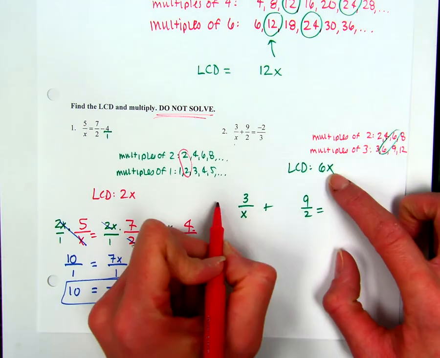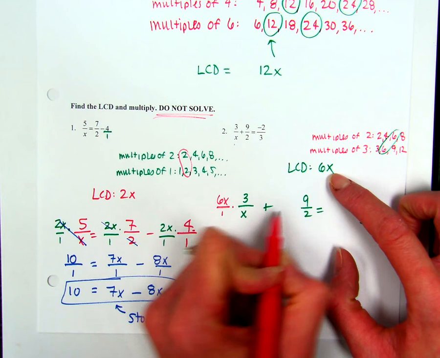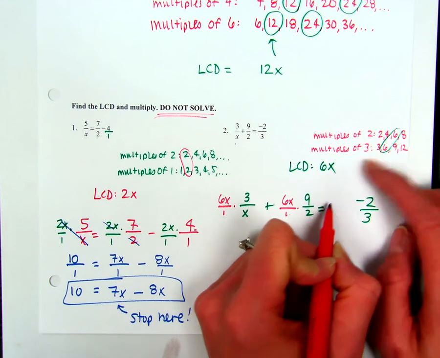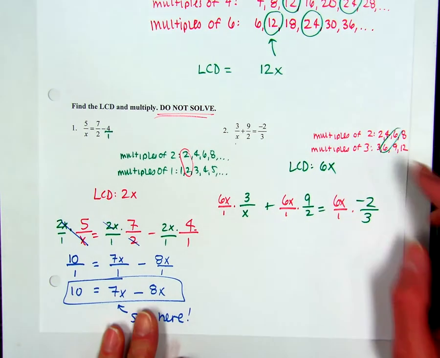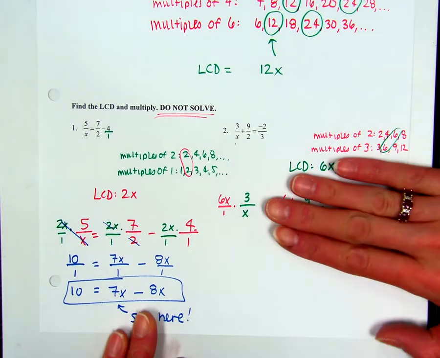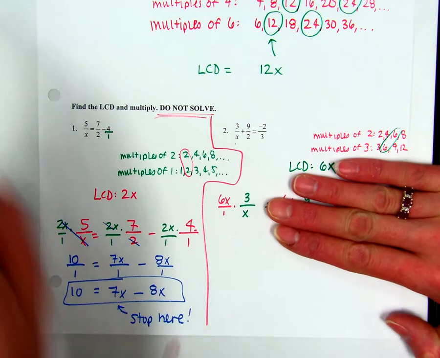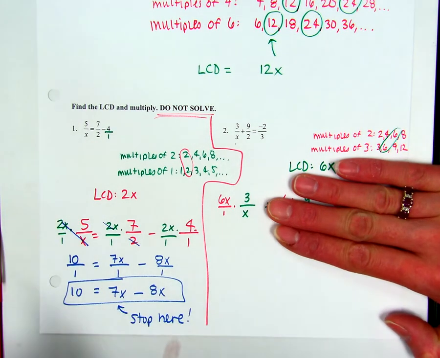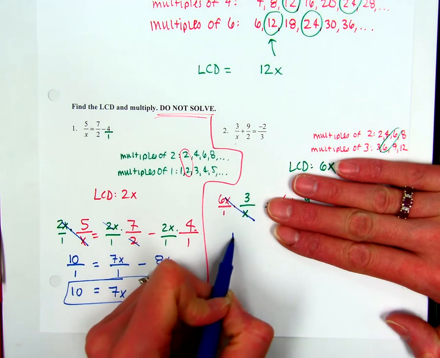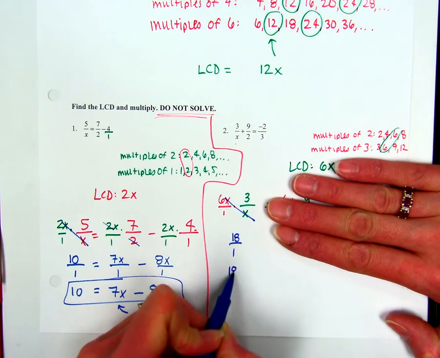So I'm going to take this LCD and multiply 6x over 1, 6x over 1, 6x over 1. And then within each portion of the problem, you're going to cross off anything that's the same. So I'm going to cancel my x's. I'm left with 18 over 1, which is just 18.